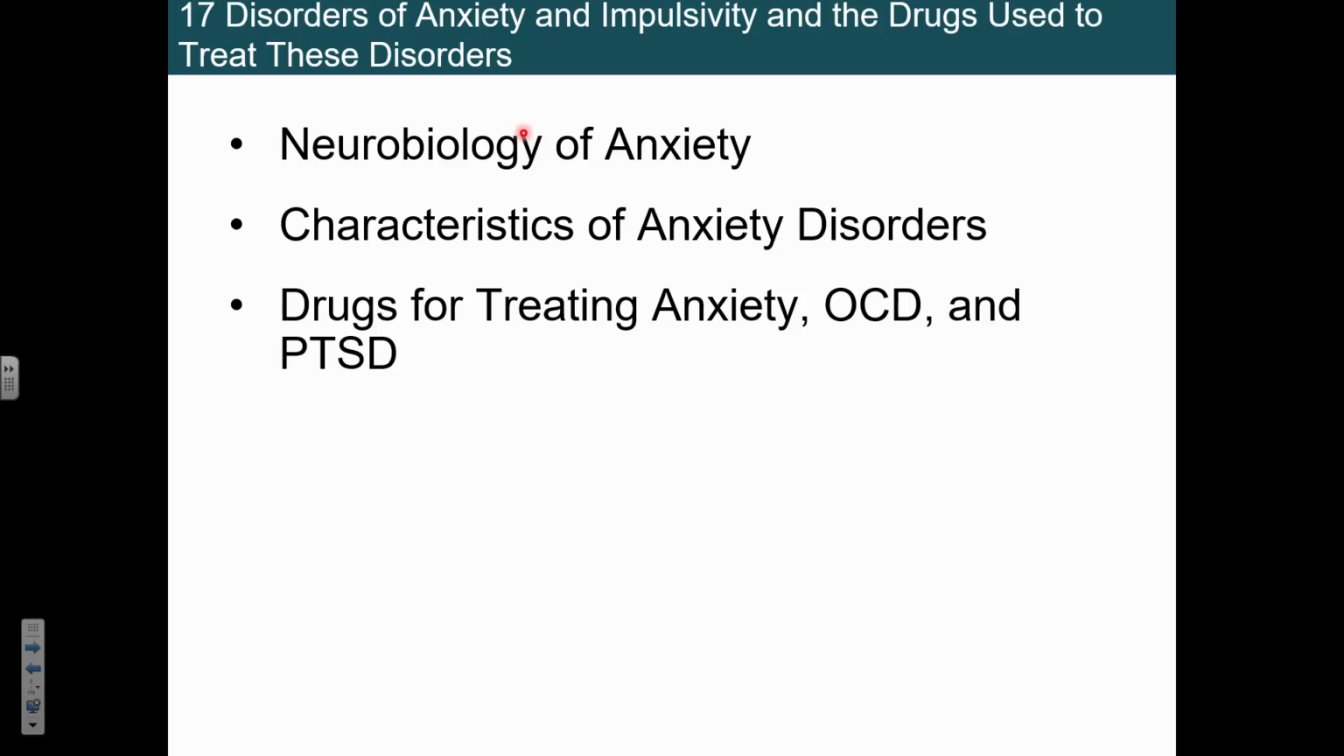So we're going to talk about the neurobiology of anxiety, so you have an idea what's going on. If I just told you, hey, give people an SSRI, but watch out, it might cause some problems, that doesn't really tell you anything, right? You have to know what the underlying foundations are as to why that could be good or bad, or what's going on.